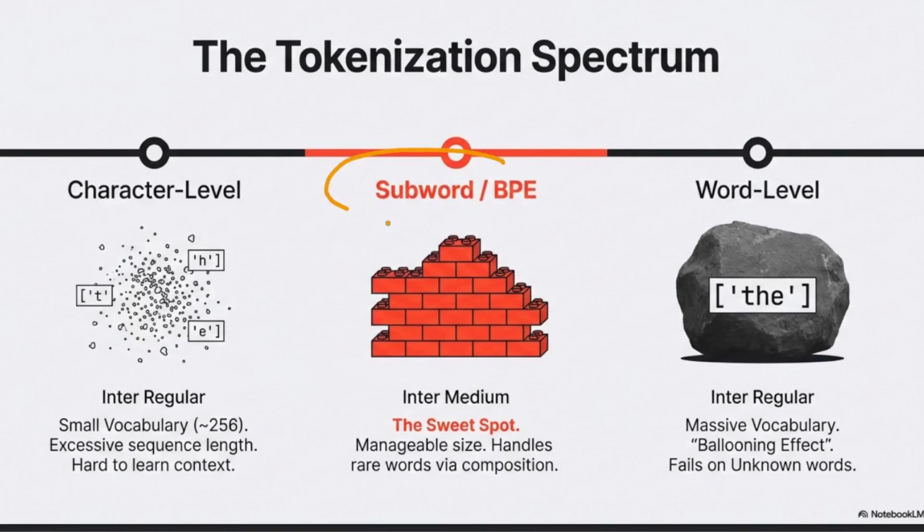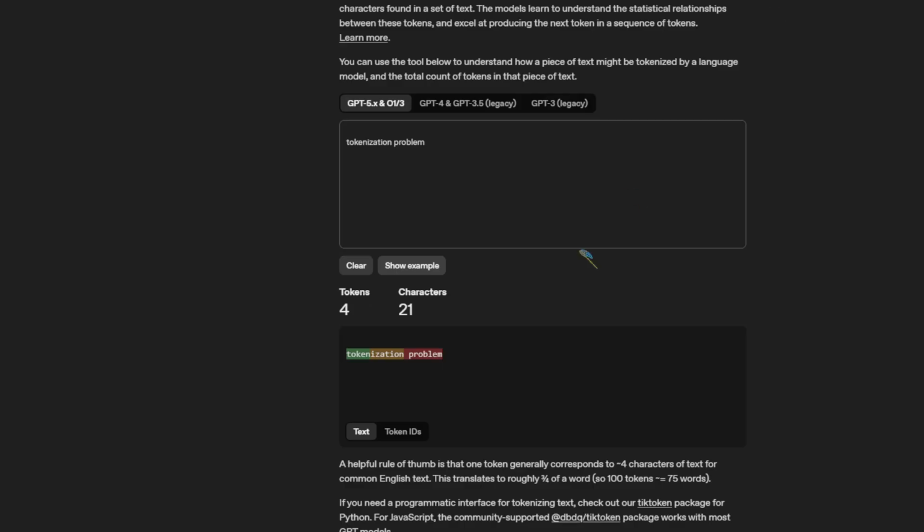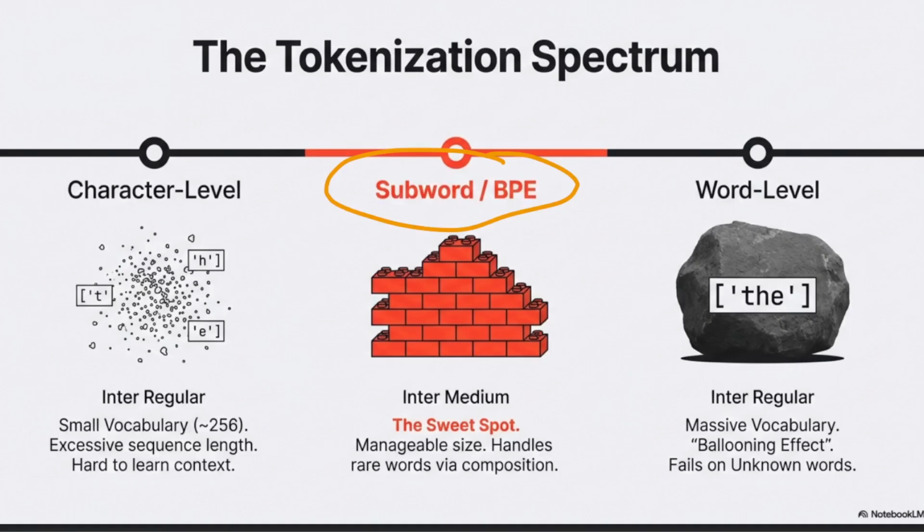So BPE is a subword tokenization technique, as we've seen here. It finds the statistical sweet spot, breaking words into meaningful chunks like prefixes and suffixes to balance efficiency and meaning.